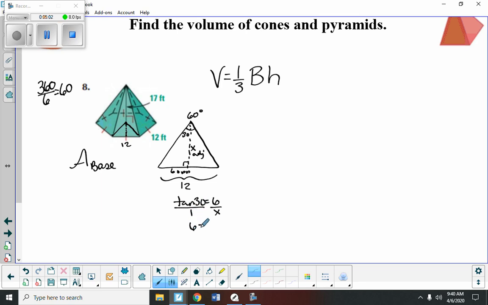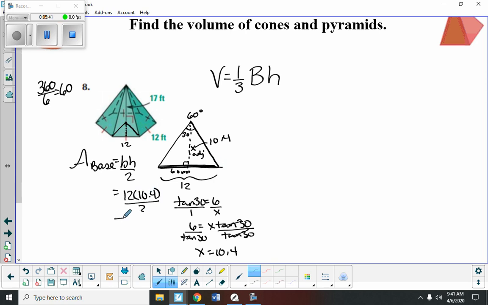So we cross multiply. And then lastly, we'll have to divide to get x by itself. So x equals 6 divided by the tangent of 30, which is 10.4. All right, so that is the height then, 10.4. So what we have is a triangle, so base times height divided by 2. So the base of the entire triangle is 12. The height is 10.4, and then we divide that by 2. So that will be the area of the triangle.